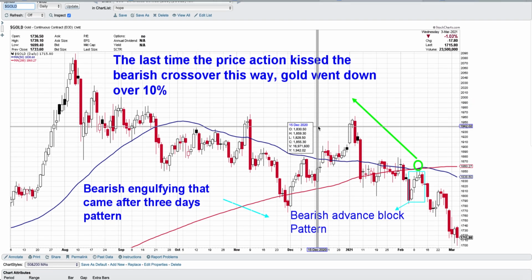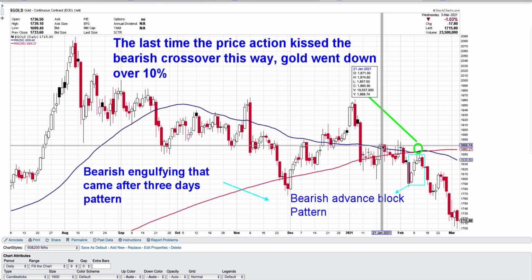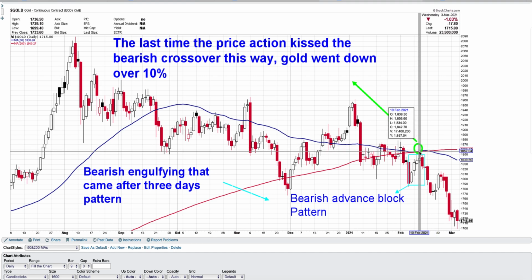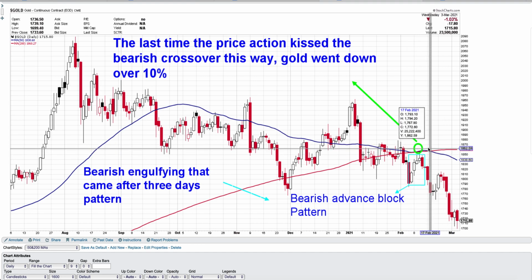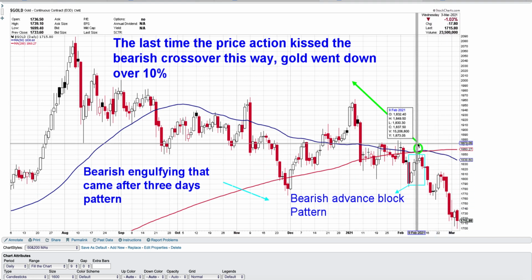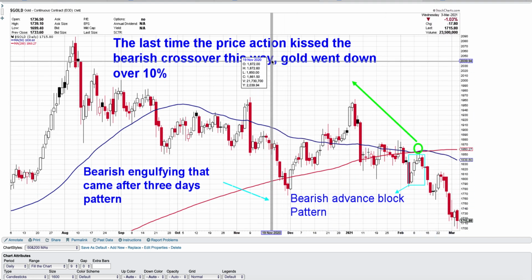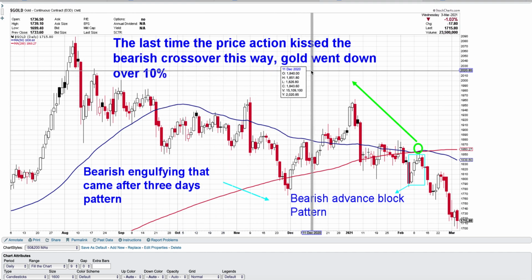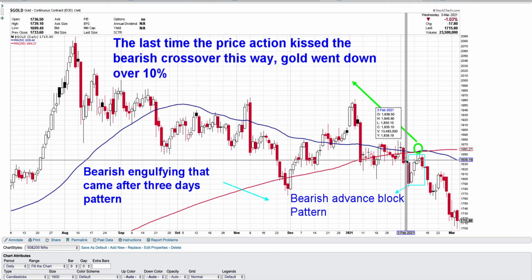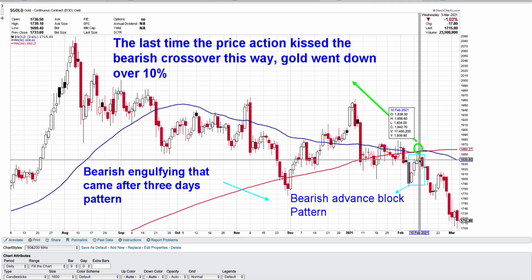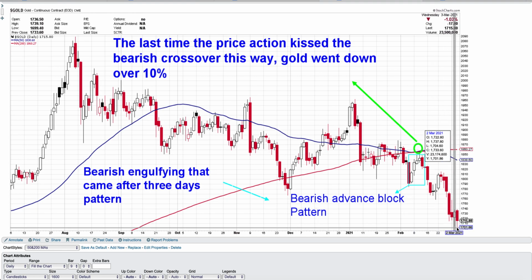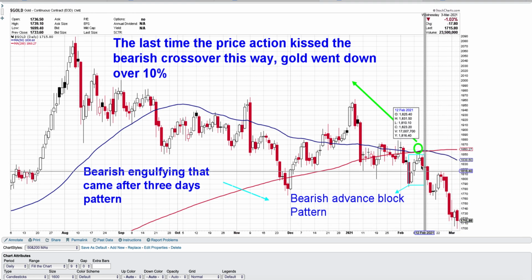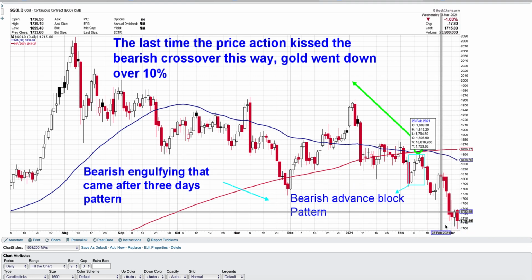Let's look at the other chart, which I talked about. I put it on LinkedIn too. It's the bearish crossover between the 50 and the 200. It always retraces. And I call this kiss the last time this price action kissed this bearish crossover. Gold went down 10%. And I think it's almost 8% now. The kiss was at 1857 to almost 1700. So I'm half right so far.